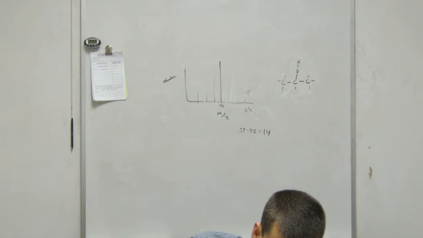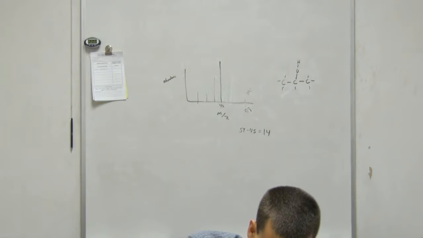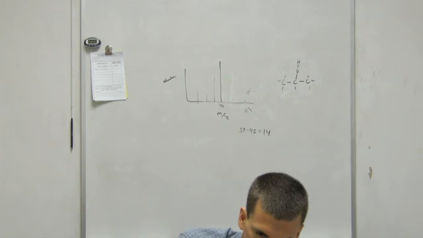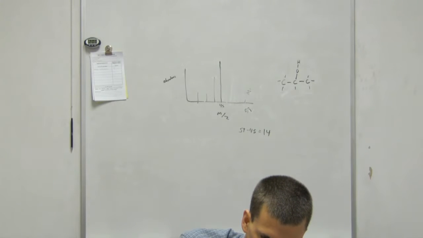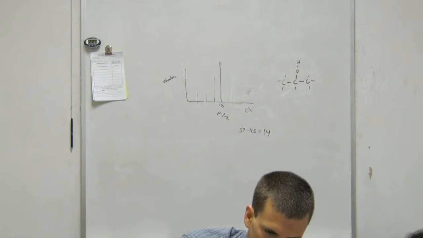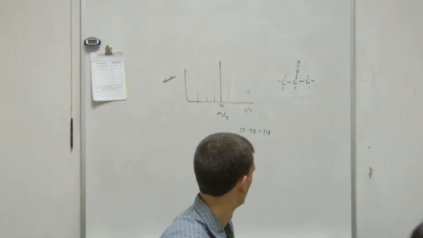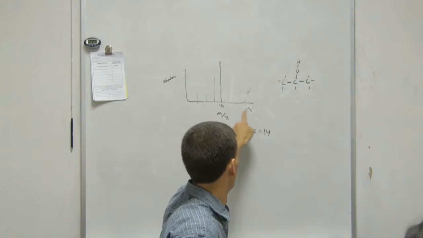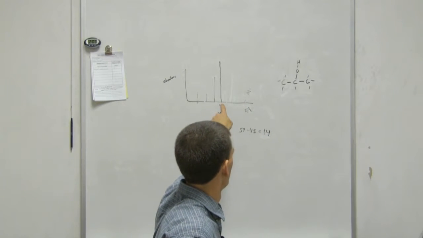It's kind of hard to see those little lines. So that's 41, 42, 43, 44, 45, right? Yep. Okay, makes sense. So we lost 14 units of mass going from here to here.